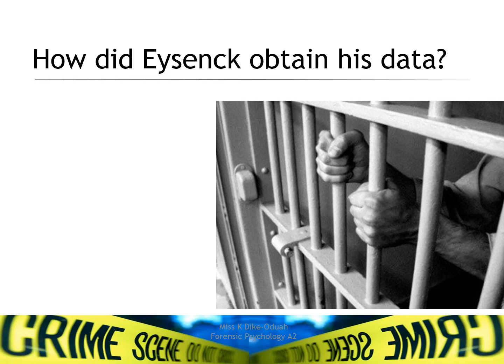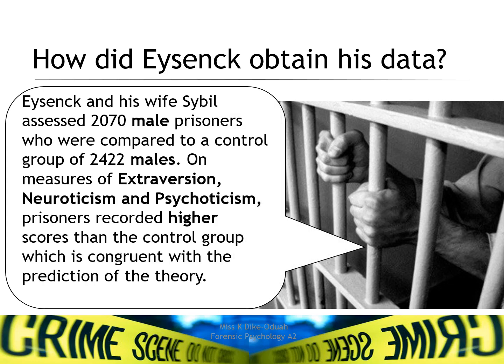So how did he obtain his data? Well, he, along with his wife, assessed 2,070 male prisoners who were compared to a control group of 2,422 males. On measures of extroversion, neuroticism, and psychoticism, prisoners recorded higher scores than the control group, which is congruent with the prediction of the theory.